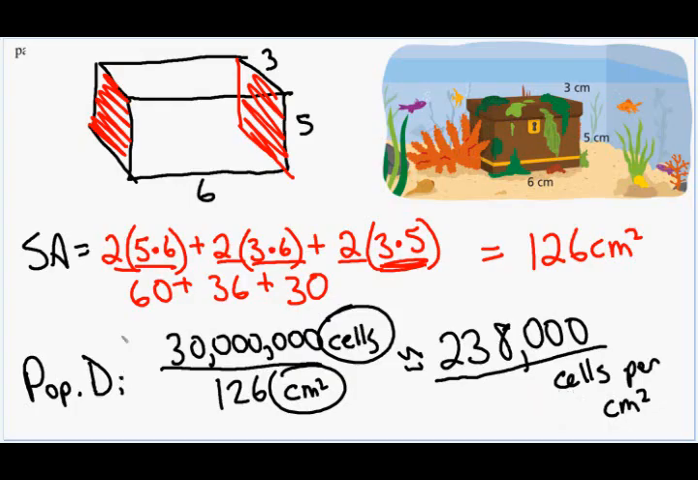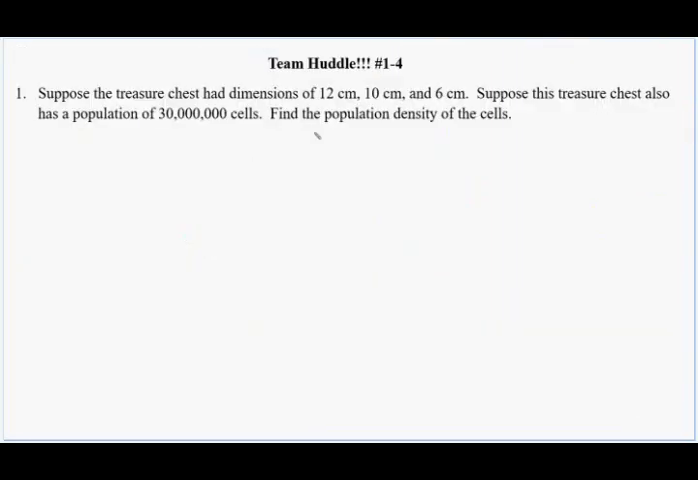Whew. All right. Now we get into the huddle. The lesson was kind of short, but some of these huddle problems are going to get a little juicy. So hang in there with me. The first one here, it says, suppose the treasure chest had dimensions of 12, 10, and 6.